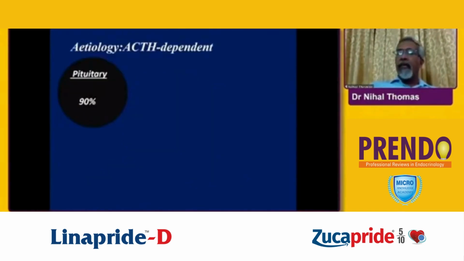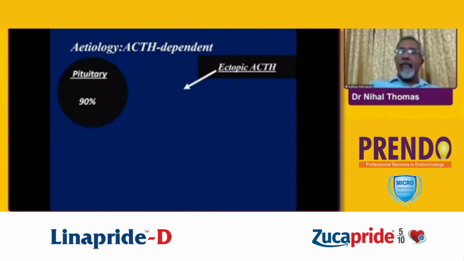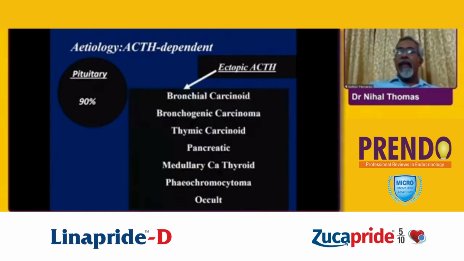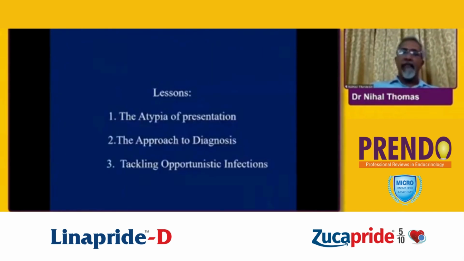So just for the broadness of this audience, we know that pituitary disease is the most important cause of ACTH producing tumors. Having said that, there are a number of conditions which might result in ectopic ACTH producing syndrome. Essentially, they include bronchial carcinoid, malignancies of the lung, thymic carcinoid, pancreatic tumors, medullary thyroid cancer, pheochromocytomas, and occasionally you may not find or get a definitive cause.